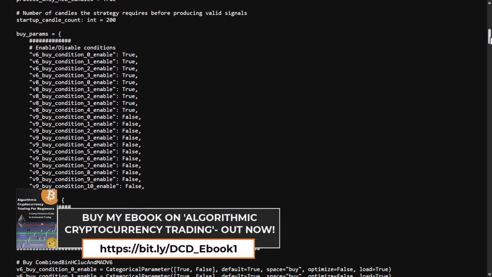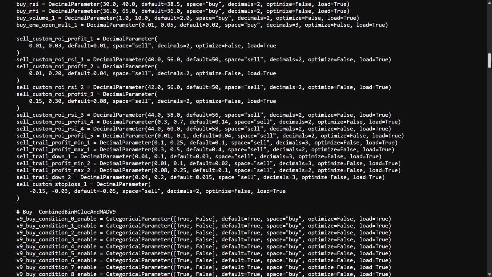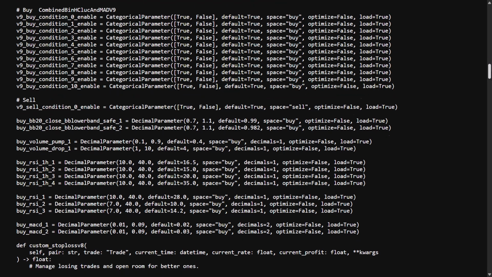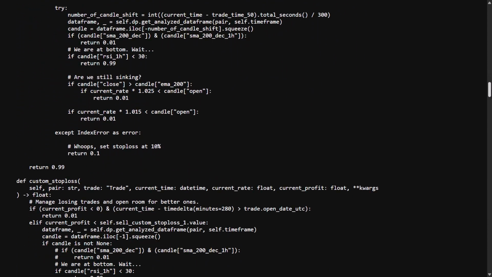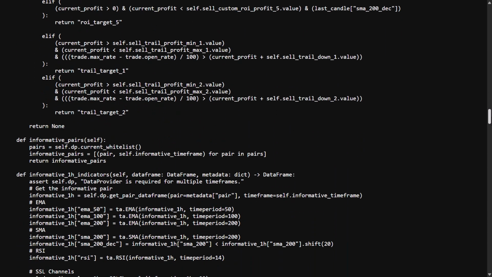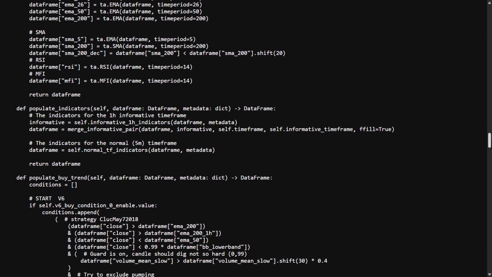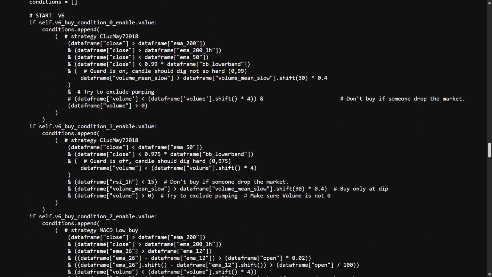Now, generally speaking, you can consider this algorithm as a multi-tool for trading. It does not rely on a single magic indicator, but instead it tries to identify several distinct scenarios where a buy opportunity may arise. Some are looking for dips in a strong uptrend, others for classical oversold conditions with a twist, and some for specific Bollinger Band patterns.